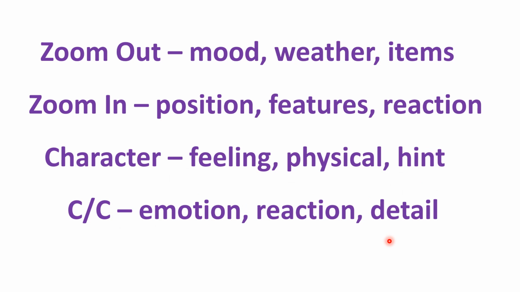So what we're going to do is I am going to say the paragraph name, so either zoom out, zoom in, character, change or challenge, and then you are going to say to yourself, either out loud or in your head if you're working at school, mood, weather, or items. So for example, I'll say zoom out and you'll say mood, weather, items. Let's do this now. Okay, zoom out.